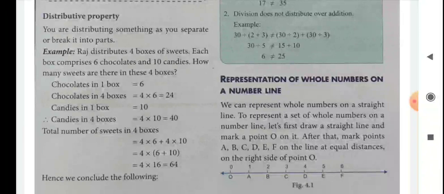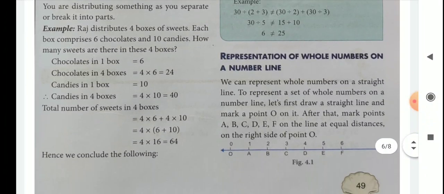So first of all, we write chocolate in one box 6. Then chocolate in 4 boxes, 4 multiply 6 equal to 24. Then candies in one box equal to 10. Then candies in 4 boxes equal to 40. So total number of sweets in 4 boxes equal to, children, 4 multiply 6 plus 4 multiply 10, means 4 multiply (6 plus 10). Here we follow distributive property.